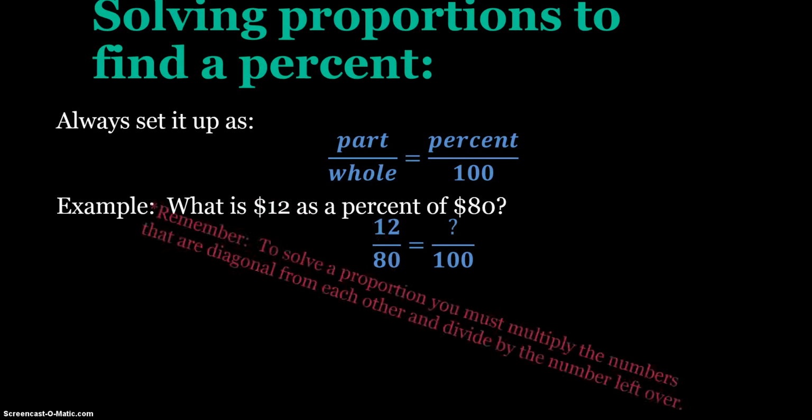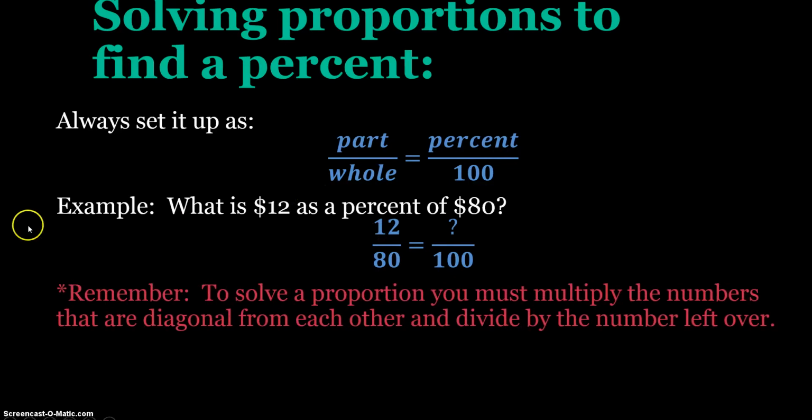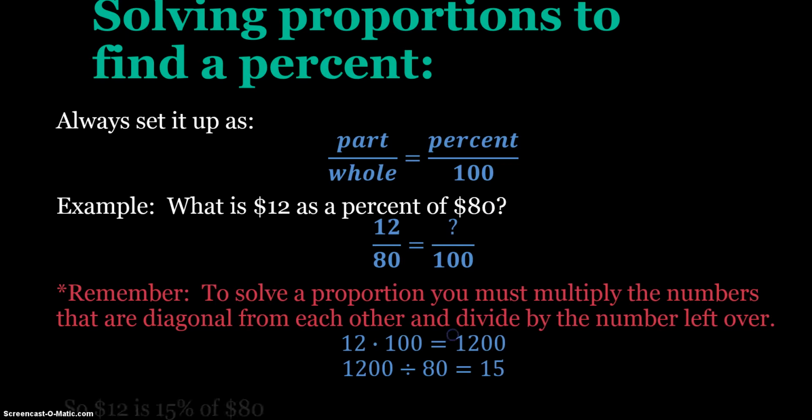Again, I'm going to cross multiply, just like I did with the proportion. So I'm going to cross multiply 12 times 100 and divide by 80, and I get 15. So 12 is 15% of 80.